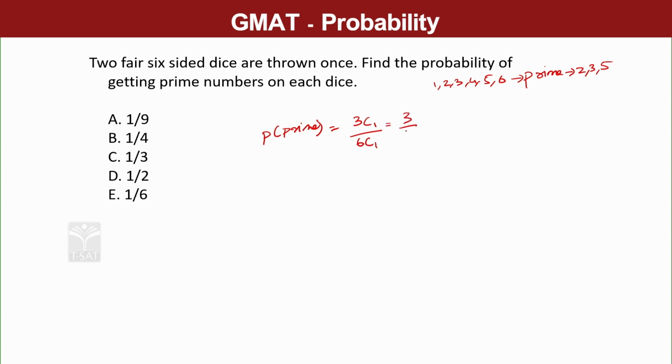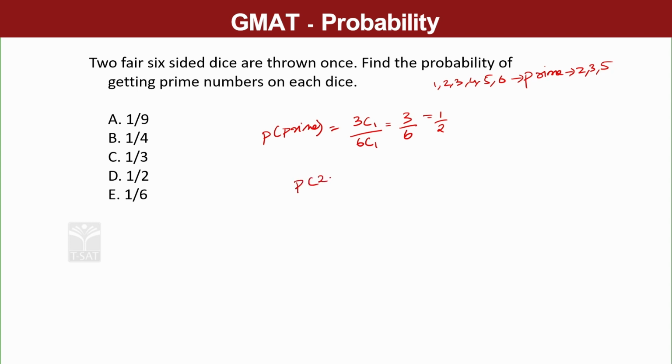So 3 by 6 is the probability of it landing on prime for one throw, but there are two dice that are thrown. So you want the probability of getting a prime number on each of these dice, on both the dice.